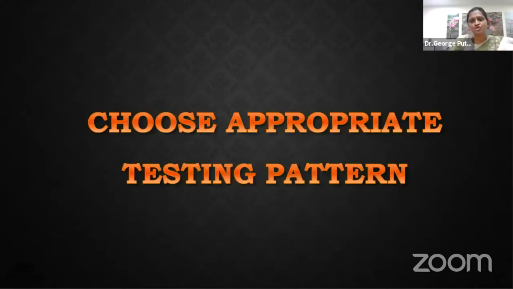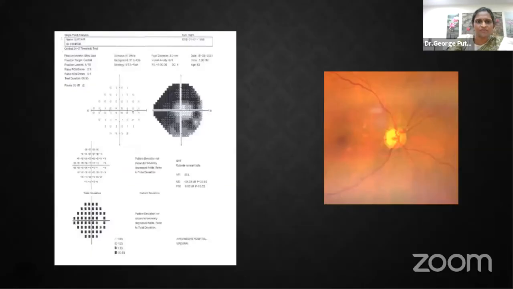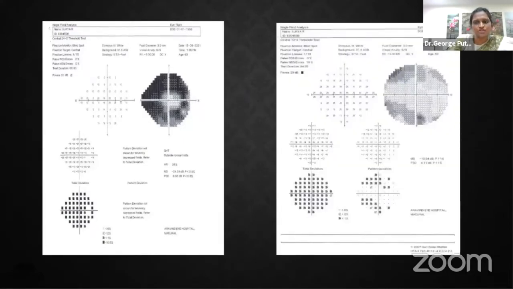So before testing, we should choose an appropriate testing pattern. Commonly used patterns in glaucoma are the 24-2, 10-2, and the macular program. So here is a patient with advanced glaucoma where the visual field could not predict the pattern deviation in a 24-2 because of the generalized retinal sensitivity decrease. When the same patient underwent the 10-2, better retinal sensitivity was detected in the macular area. This helps us to judge the treatment. For a patient on maximum medication who cannot reach the target IOP, whether surgical intervention is helpful depends mainly on the macular sensitivity.